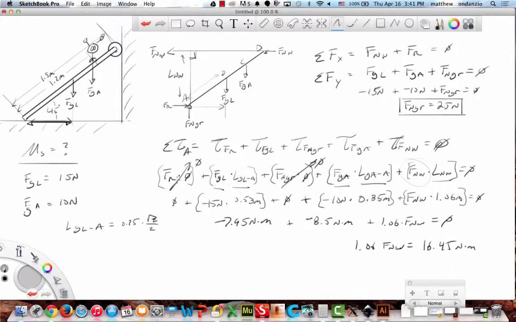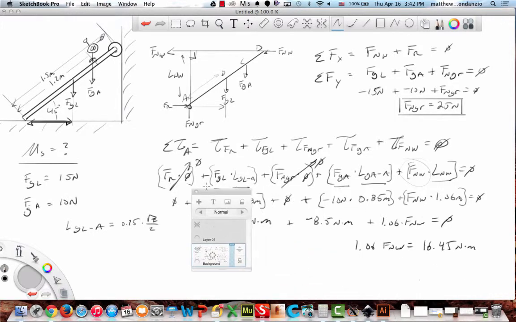Where's my FR? Oh, FR is negative. Oh, that's why. Because I've knocked my FR out. That's the issue. Because FR is knocked out, there's no call for left or right. It has a negative distance, so it's a positive force. So for the moment, FNW is going to be... I know why I did that.